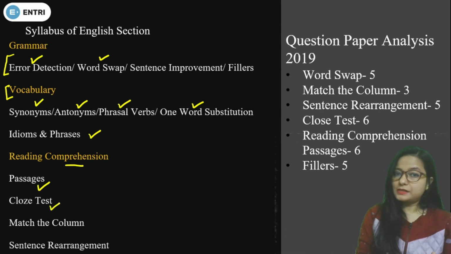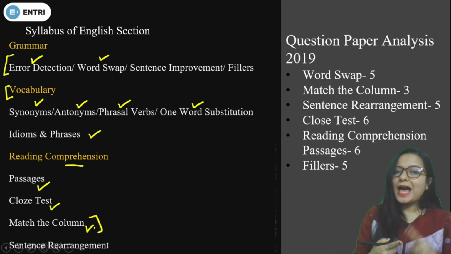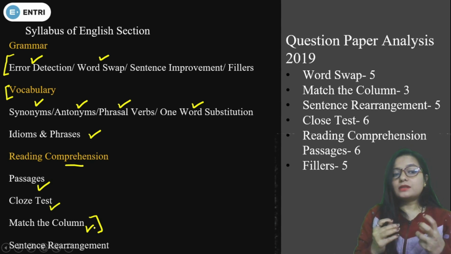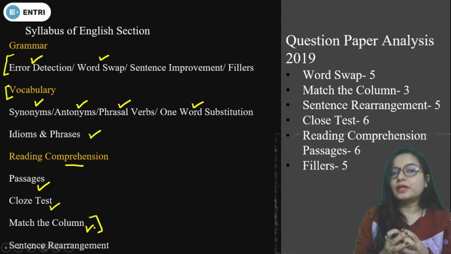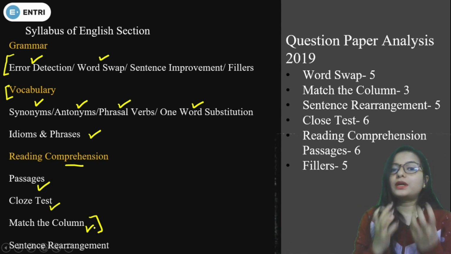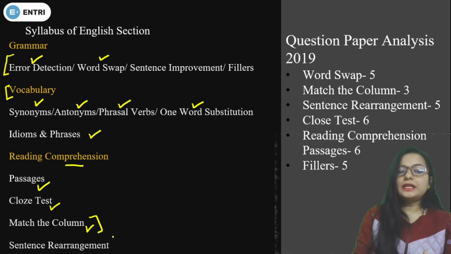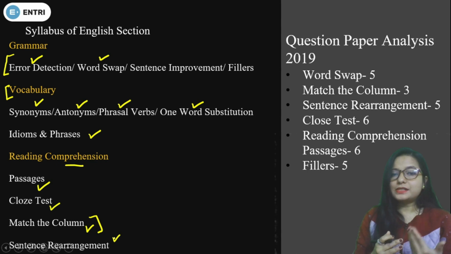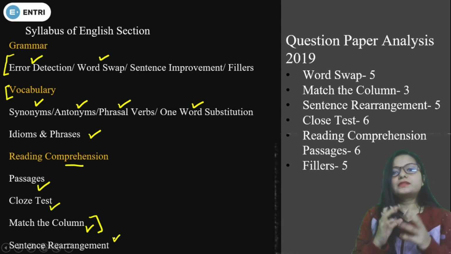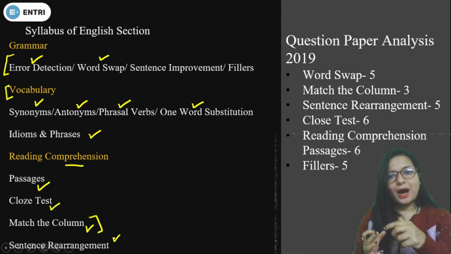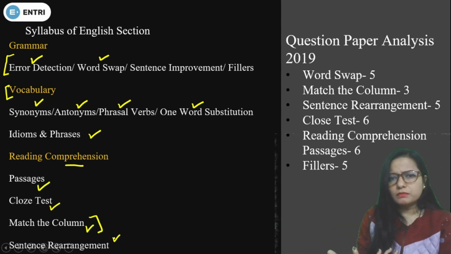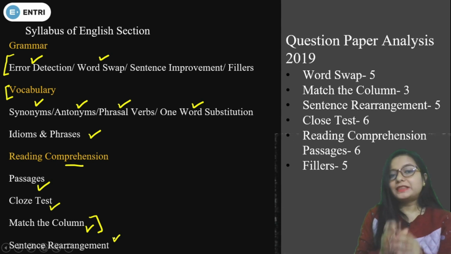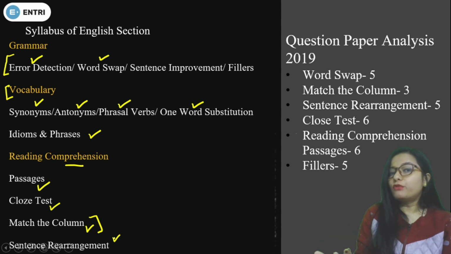The next thing is cloze test, and match the column. We can count this section in reading comprehension as well as in the grammar section, because it requires the knowledge of both, the grammar and the reading skills. Then there is sentence rearrangement, which you can call jumbled sentences or parajumbled sentences as well. There is a paragraph divided into some parts, 5, 6, or sometimes 7 parts, and you have to make the correct sequence so that it becomes a correct, meaningful paragraph.